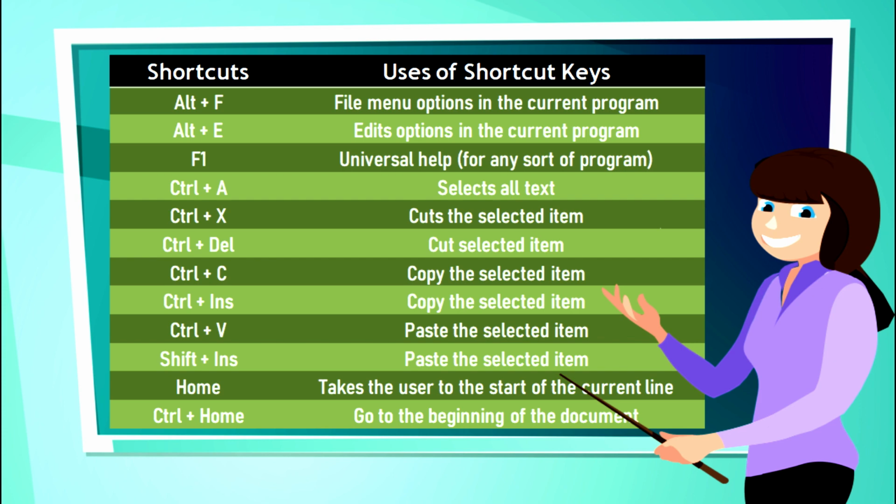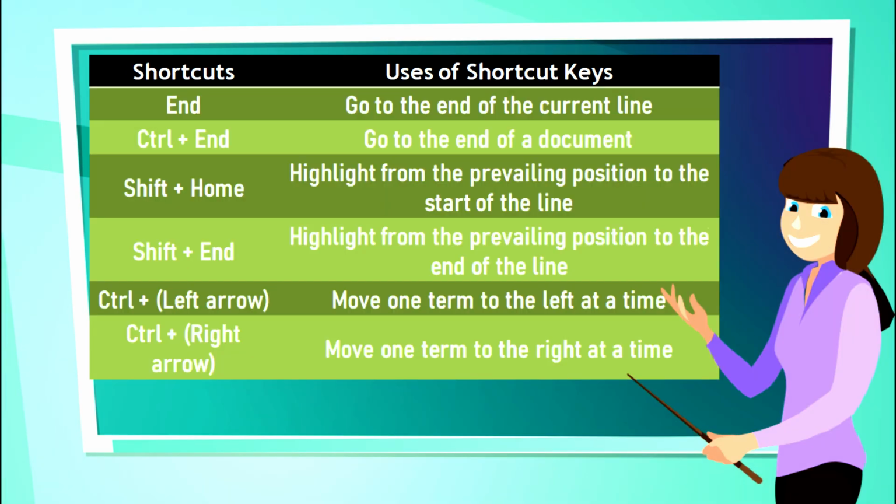Home takes the user to the start of the current line. Control plus Home, go to the beginning of the document. End, go to the end of the current line. Control plus End, go to the end of a document.